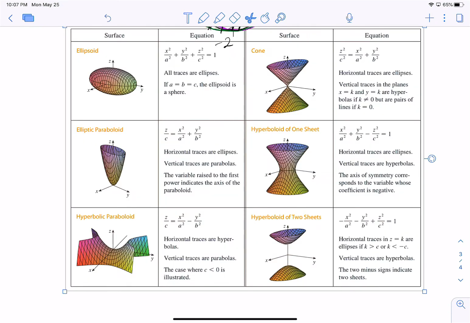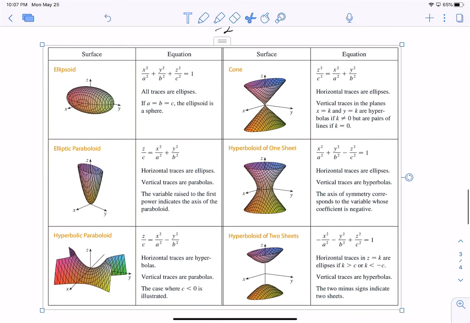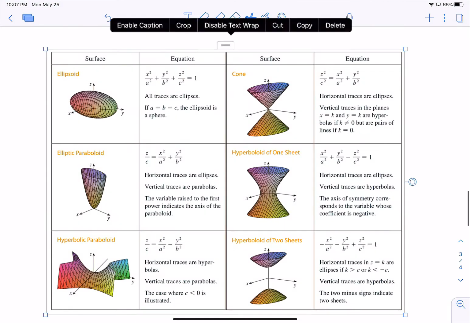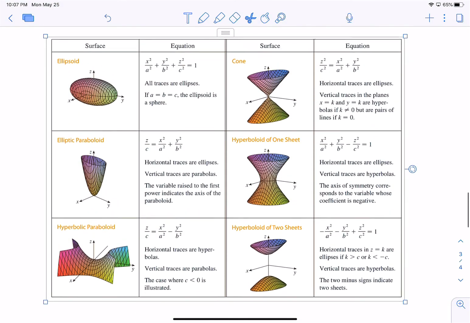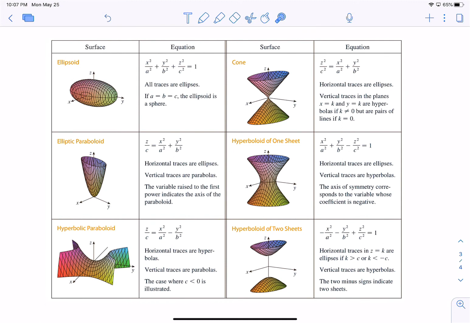So let me show you what we're going for. Here I have a series of images from the textbook. And what we just looked at was an equation of the form x squared over a squared plus y squared over b squared plus z squared over c squared is equal to 1. Traces are ellipses, and that's the ellipsoid. What you're looking for is basically which one of these forms the equation you're looking at matches.